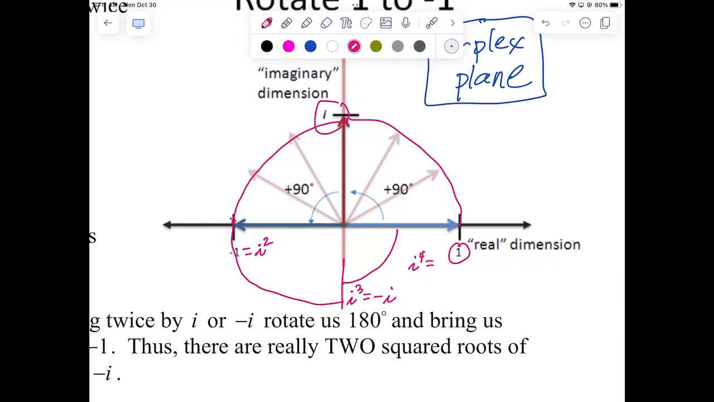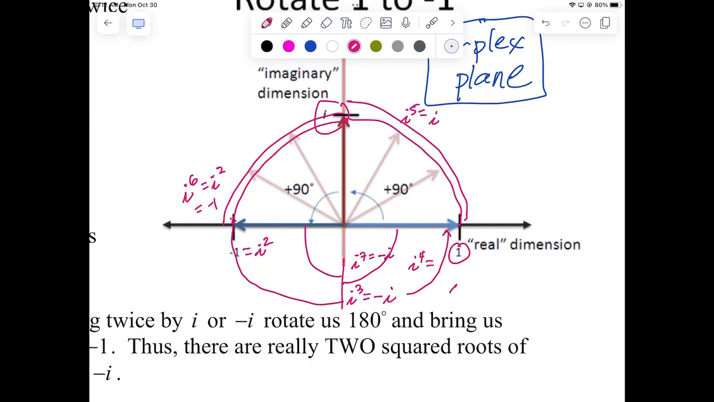And then what would i to the fifth be? i to the fifth would be i. If I do it again, i to the sixth would be the same as i squared, which is negative 1. So on and so forth. i to the seventh would be the same as i cubed, which is negative i, and i to the eighth would be back to 1. So every time you multiply by i, it's another 90-degree rotation around the coordinate plane, the complex plane. And a positive rotation is counterclockwise.